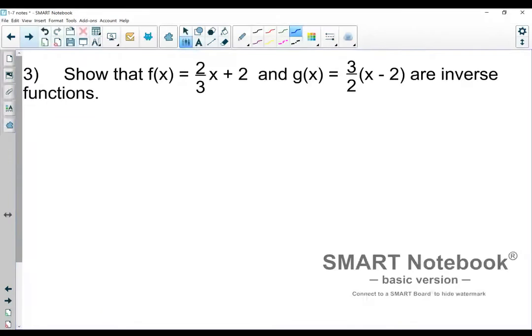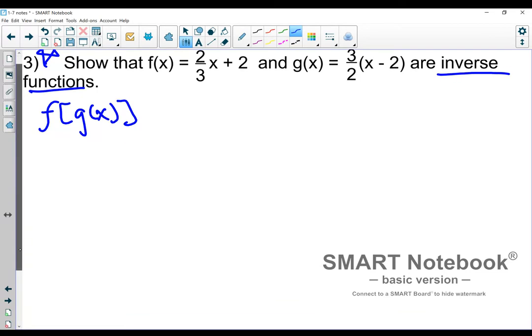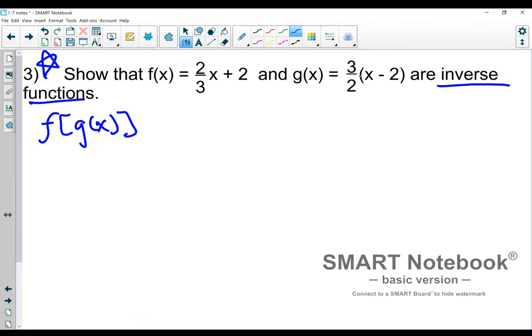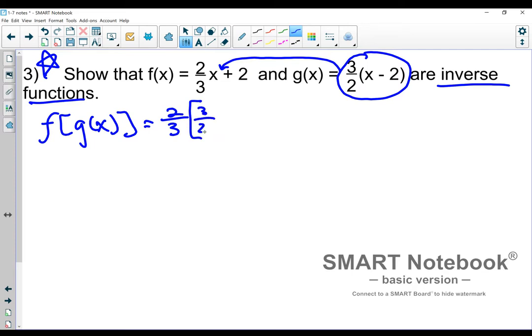So to show that these are inverse functions, and this is the kind of problem you'll have on the test, I'm going to ask you to prove it. First, we need to find f of g of x, and then we need to find g of f of x, and they should both equal x. So for f of g of x, I need to take this entire function g and plug it inside here where I see an x. So we'll have 2/3 times that whole function, 3/2 times x minus 2, and then plus 2.